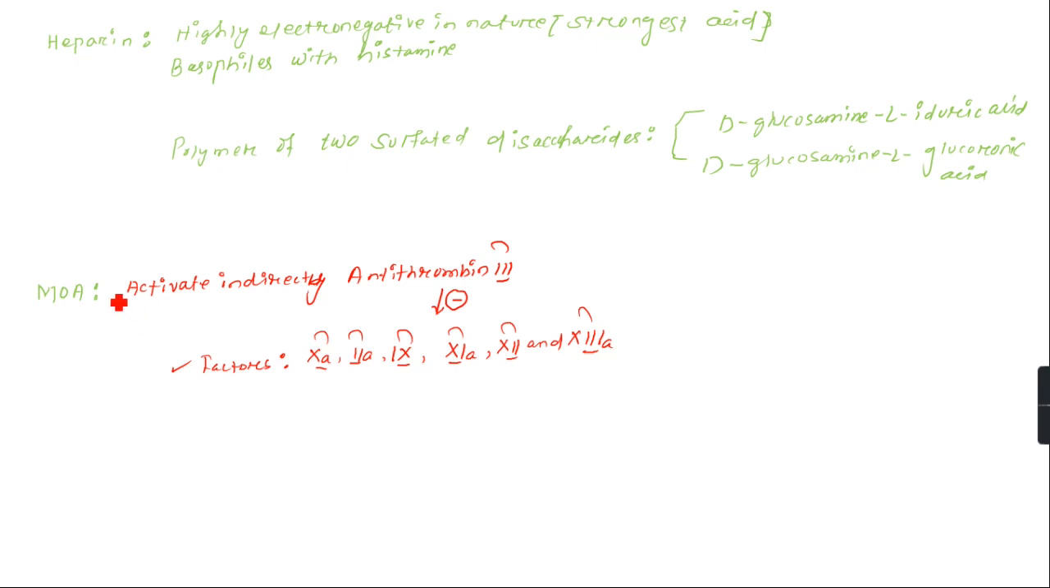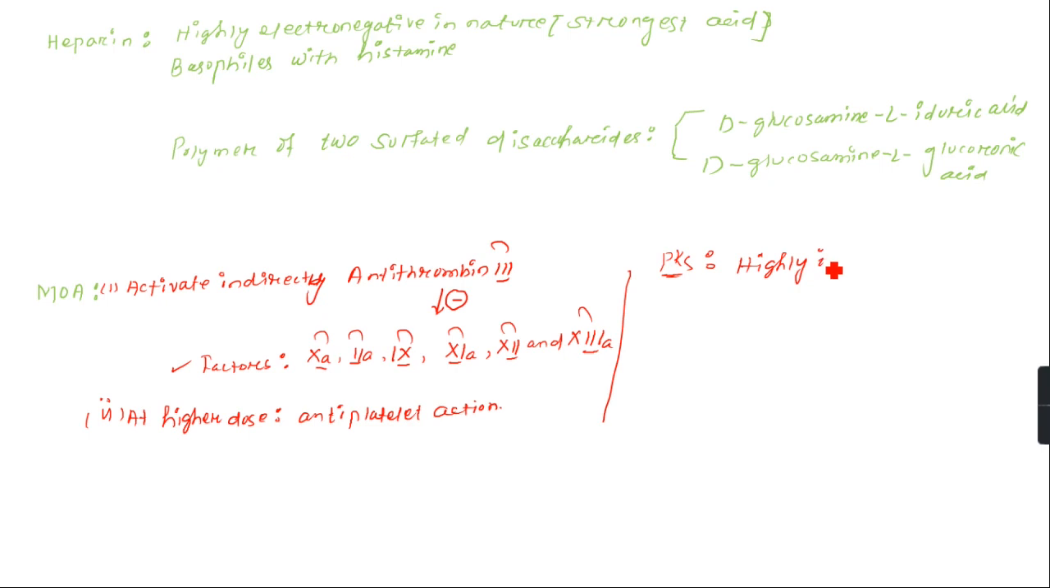Heparin also has antiplatelet activity at a higher dose. Coming to pharmacokinetics, it is a highly ionized molecule. It is a safe drug during pregnancy. We can give it during pregnancy.